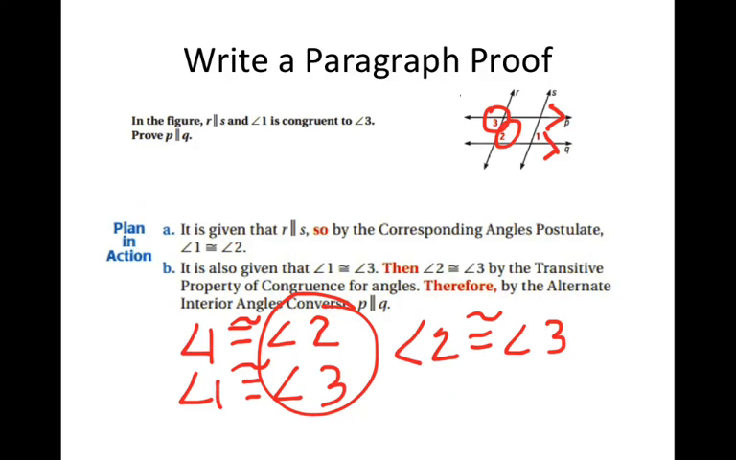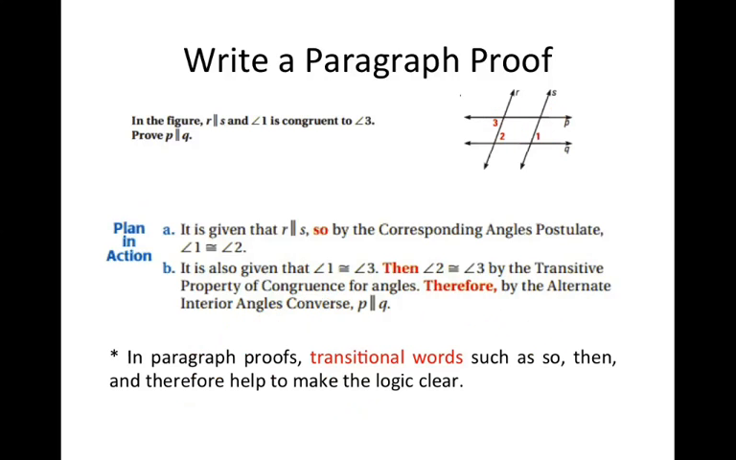Something I want you to think about is to compare and contrast that to a 2-column proof. In paragraph proofs, we use transition words such as so, then, therefore, to help make a clear transition from one thought to the next. So pay attention to those words as you're writing paragraph proofs.